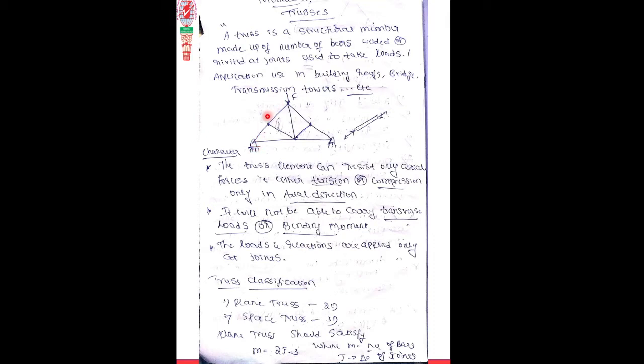So the loads are applied only where the joints are, not in the middle. They are not applied here or here. They are applied only at the joints or supports like this. That is the characteristic of a truss. A truss can take only loads in the axial direction. It cannot take the bending load, and loads and reactions are produced only at the joints, not between the bars. So these are some important characteristics of trusses.